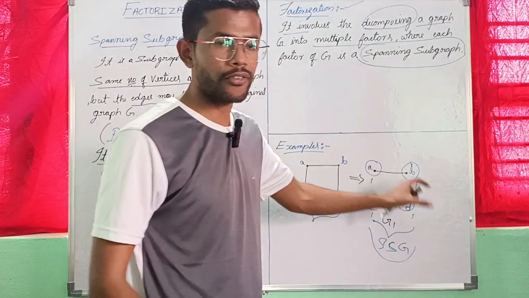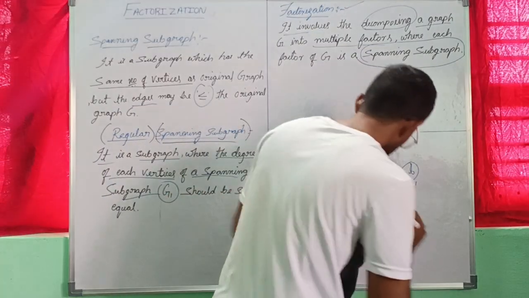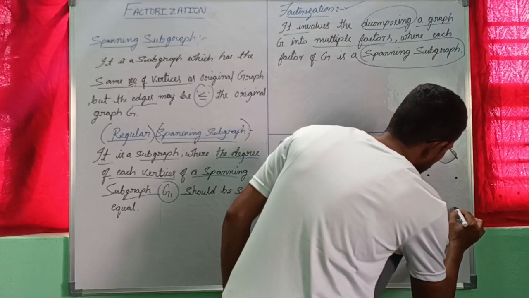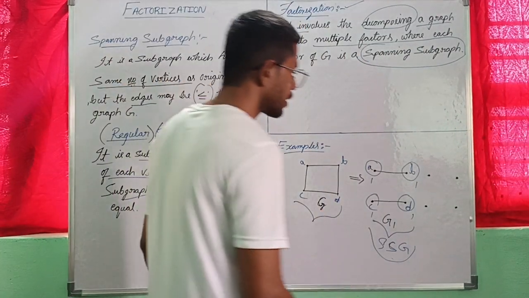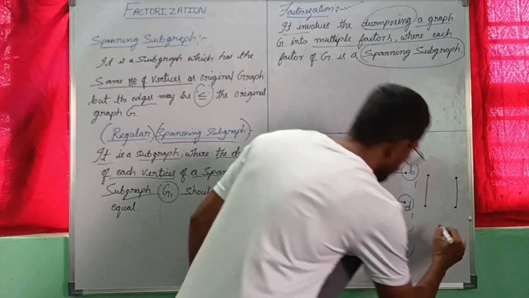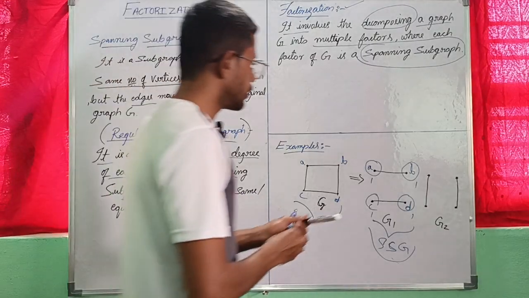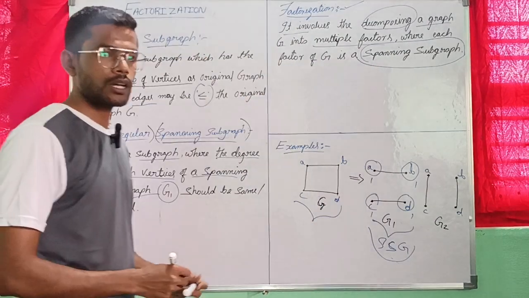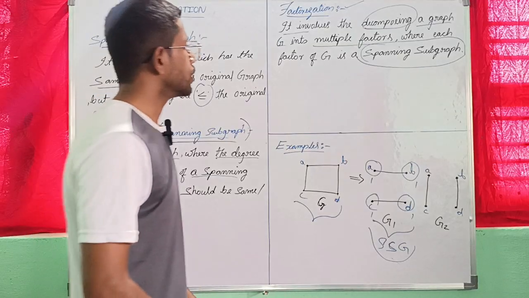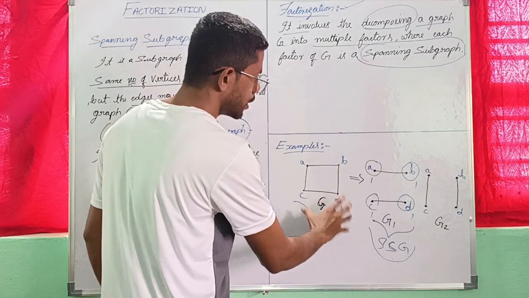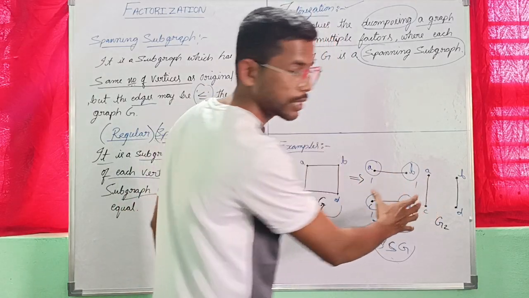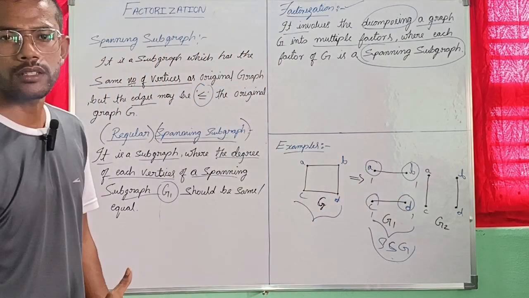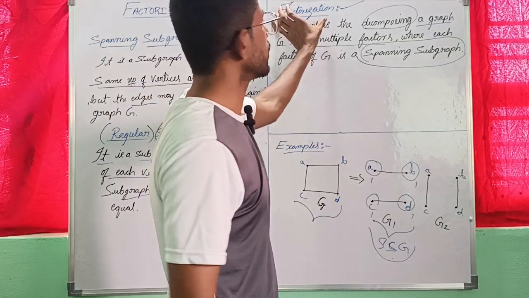We can also draw another factor for this graph G. It consists of the same number of vertices as the original graph G, and the edges should be less than or equal to the original graph G. I will take it as G2, and we can name these vertices A, B, C, and D. So this is another factor of graph G. When we break down or decompose this graph G into multiple factors, where each factor is a spanning subgraph, this is what factorization means.